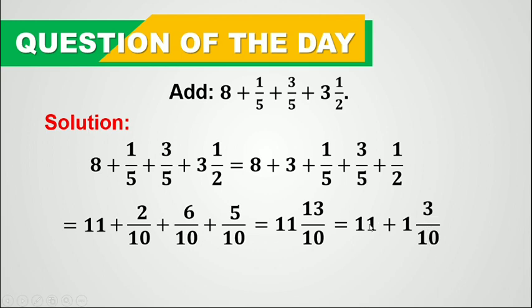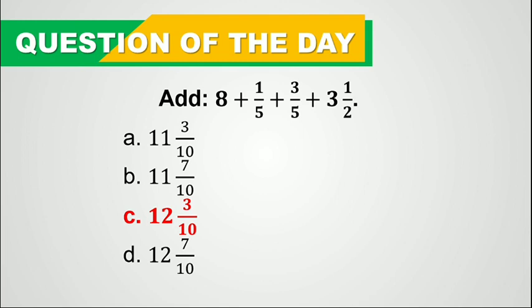And then just add 1 to the whole number 11. So 11 plus 1, that's 12. And 3 over 10. So therefore, 12 and 3 over 10 is the answer for this particular question. So therefore, the correct answer for our question of the day is letter C, 12 and 3 over 10.